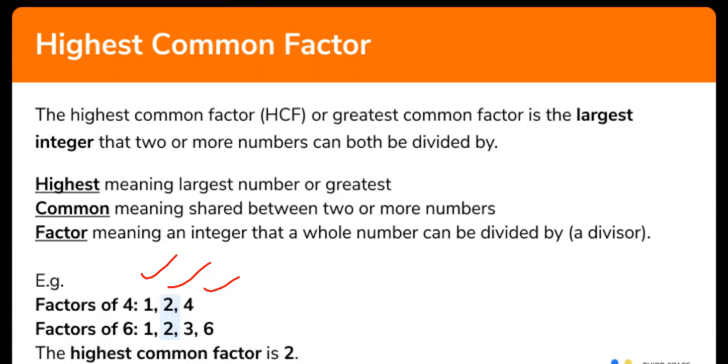Let's take another example. Let's look for the highest common factor of, let's say, 40 and 50, just as an example. The highest common factor is the biggest number that can divide 40 and also the biggest number that can divide 50. So the number has to be the same.